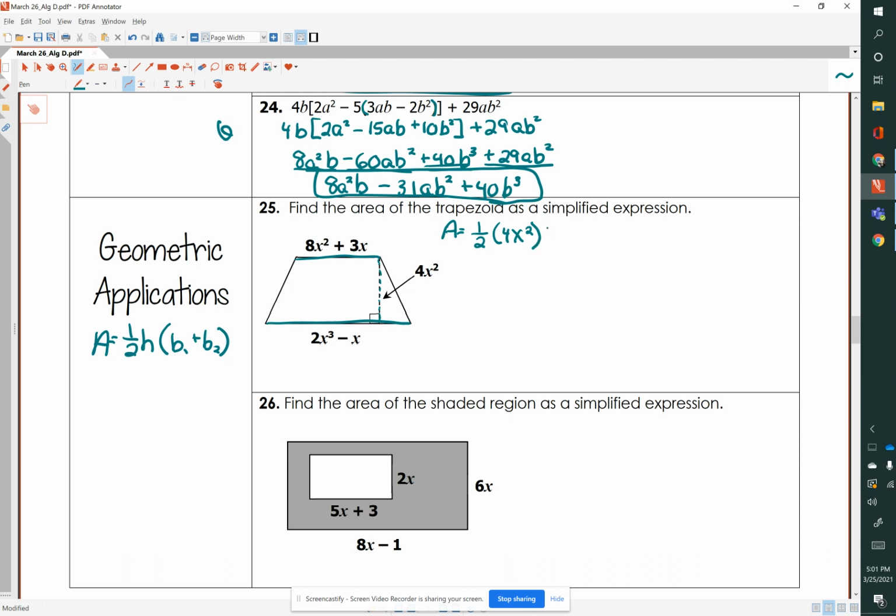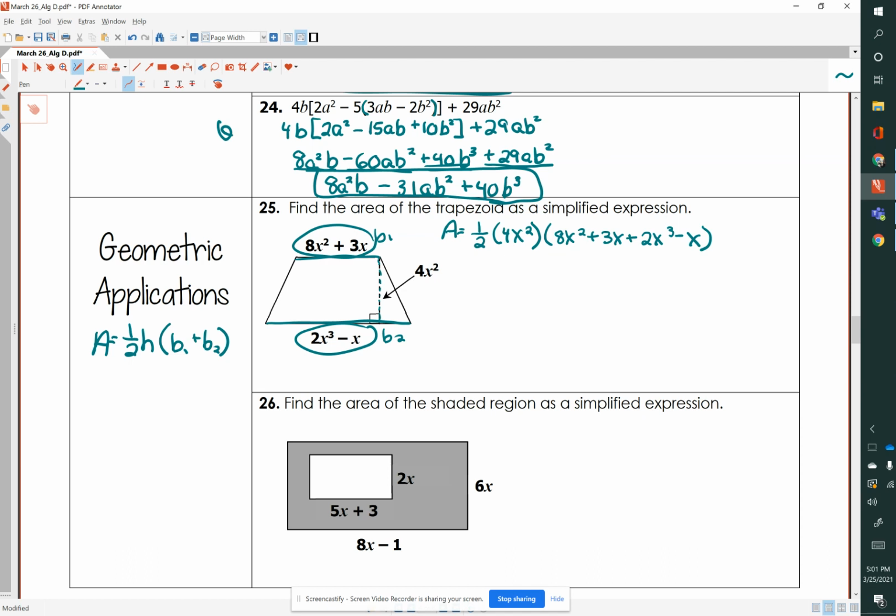And we're going to multiply that times B1, which is this quantity here, to which we will add this quantity B2. So it will be 8x squared plus 3x plus 2x to the third minus x. Okay, so that's our problem. We've set up our problem.